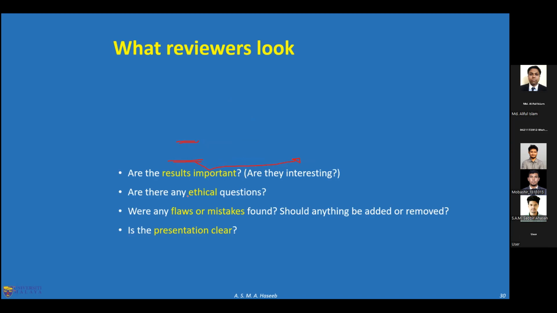They may also look into some ethical questions. They will see if there are any flaws or mistakes. They will obviously see how you have written the paper. Is it good enough? Is it easy to read, easy to understand?